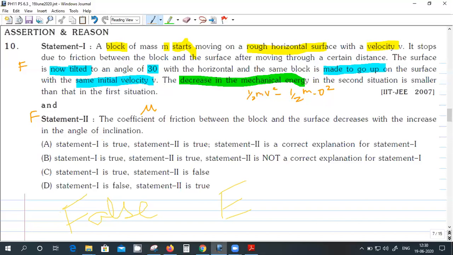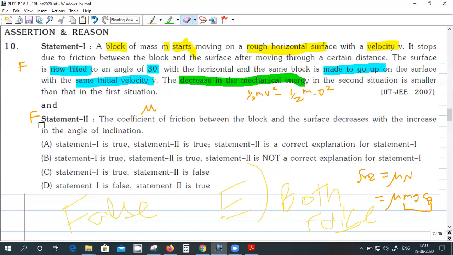Actually, it should not be coefficient of friction. I think it should be the friction force. Friction force in the second case is smaller because friction force is mu into normal reaction, right? In the second case, the normal reaction is mg cos theta, which is less than mg. In the first case, the normal reaction is mg because of the horizontal surface. So the friction force in the second case is less. I think they made a mistake in the question. It should not be coefficient of friction, that's obviously not going to change. If it is the friction force, the second statement is true, and the two statements are not related.